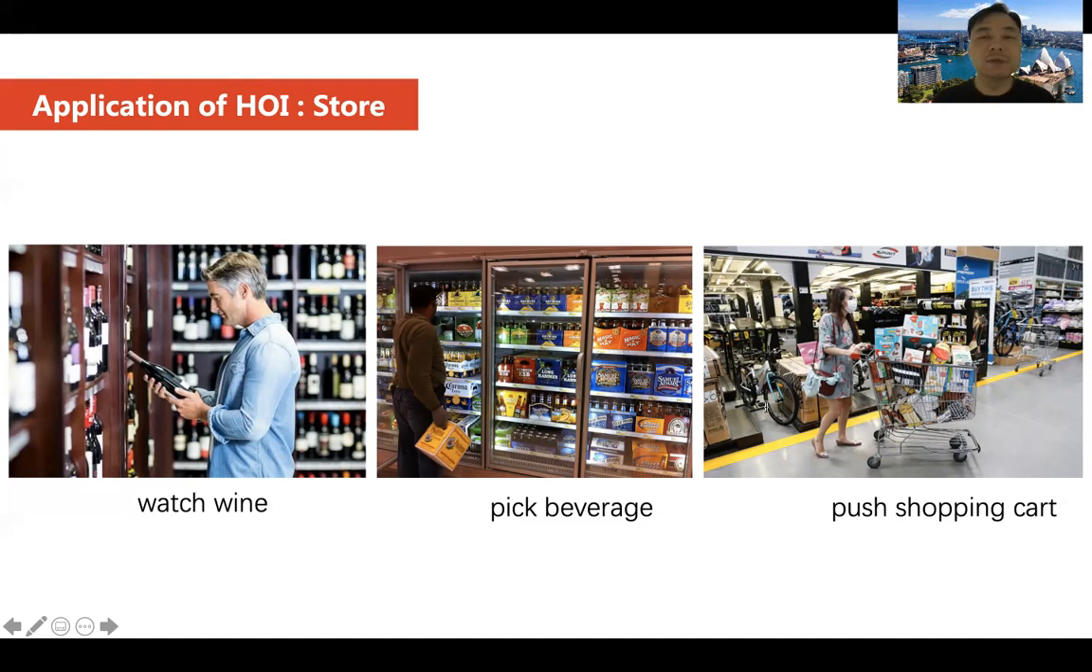A customer in the store usually interacts with various kinds of goods with different sizes and colors. For example, watches the beverage, picks up the beverage, and pushes a shopping cart. Understanding the interactions with the goods in the store is an important way to understand actions in the store.